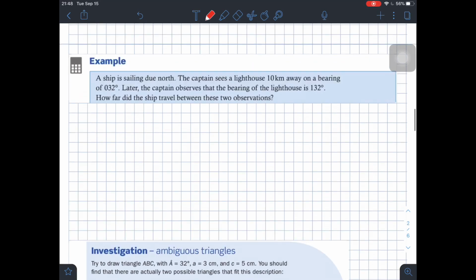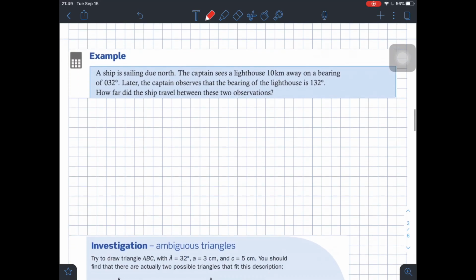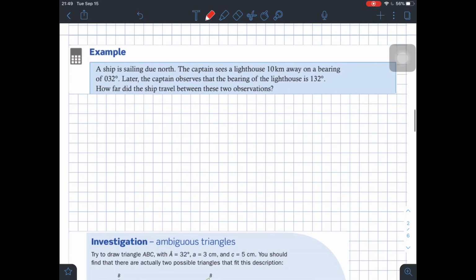Let's see one last example, which is the following. It says, a ship is sailing due north. The captain sees a lighthouse 10 kilometers away on a bearing of 32 degrees. So here, once again, we have the concept of bearing. You should remember what that is about. Okay, so it says, later, the captain observes that the bearing of the lighthouse is 132 degrees. How far did the ship travel between these two observations?